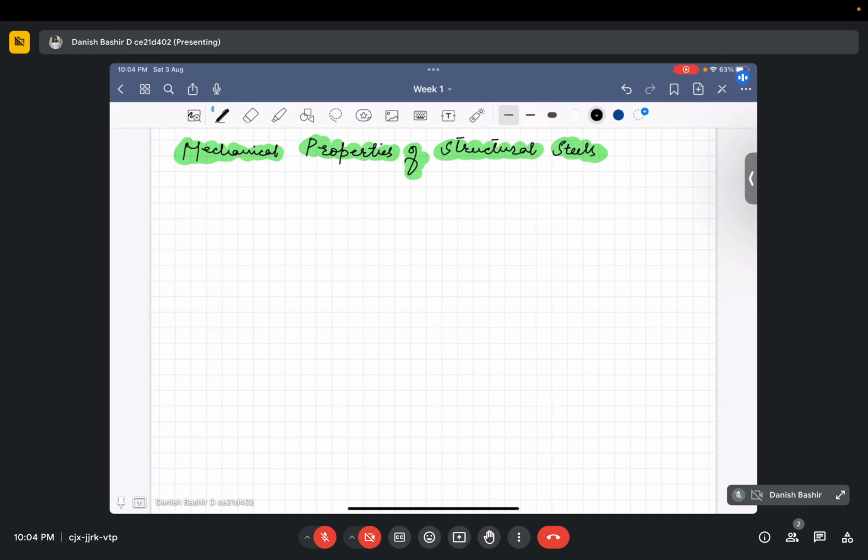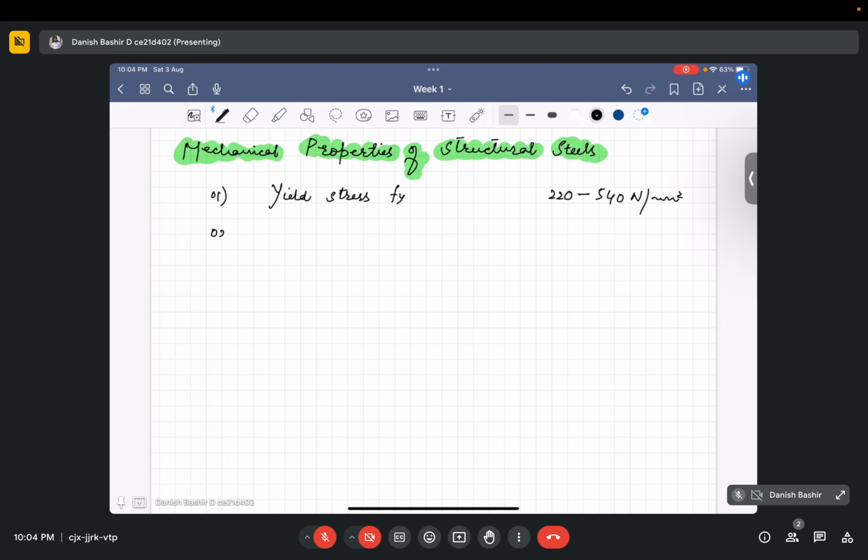The first property of the structural steel is the yield stress. Fy we denote yield stress. For the structural steel available in our market, the yield stress ranges from 220 to 540 N/mm².